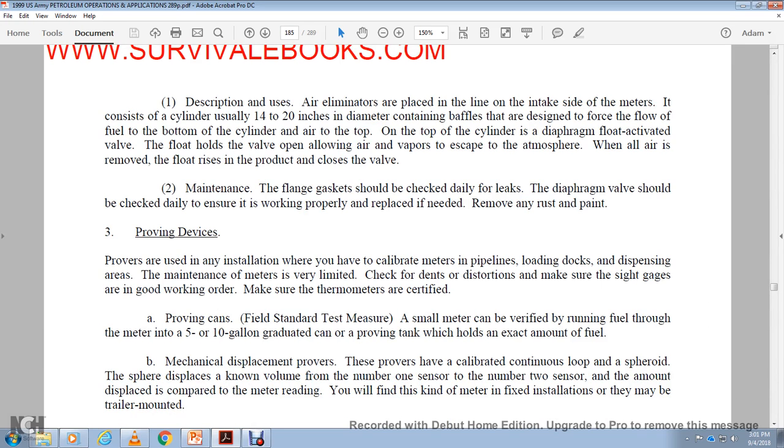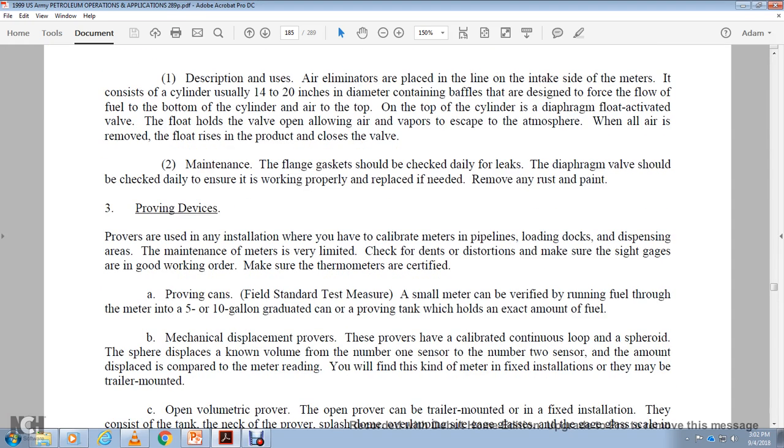Maintenance of the meter is very limited: check the density and temperature, and make sure the sight glass is in good working order. Attention: make sure that the thermometers are certified for proving cans or field strainers. Test measures: all meters can be verified by running through another meter. A 5 to 10 gallon graduated can is removed with a tank that handles the exact amount of fuel.